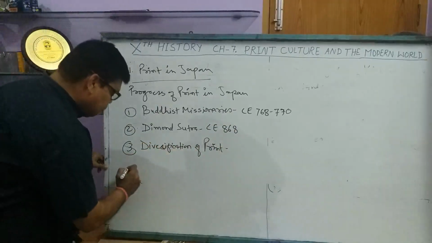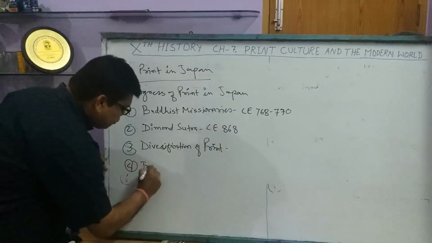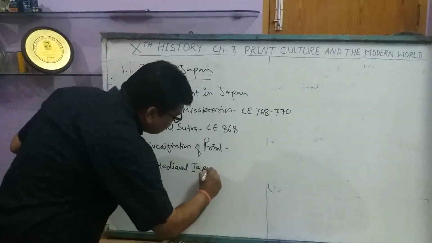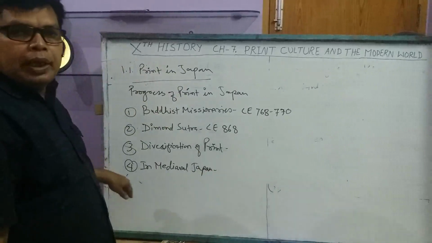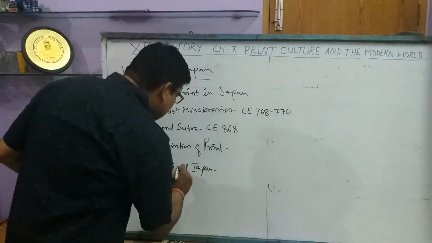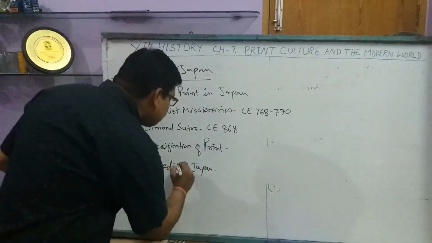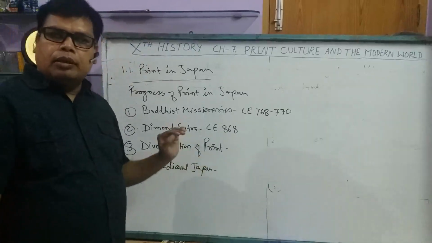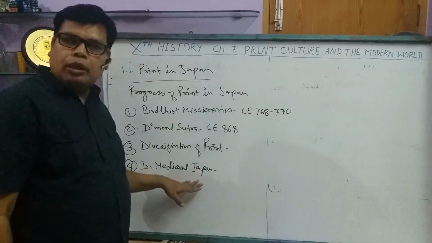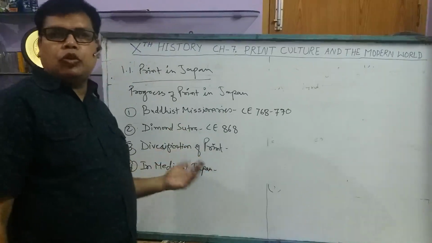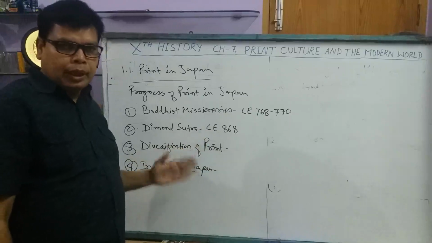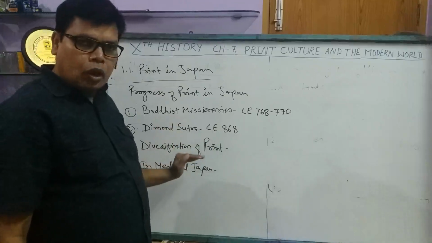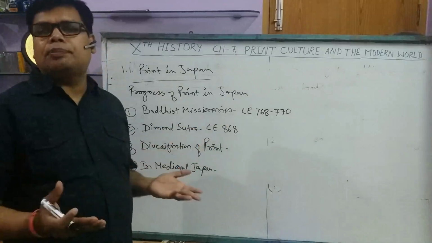Now in the medieval period, in medieval Japan, what we will see is that due to the circulation of woodblock printing becoming better, the book is cheaper and abundant, which reduced the cost and resulted in a lot of circulation of books among the common people.